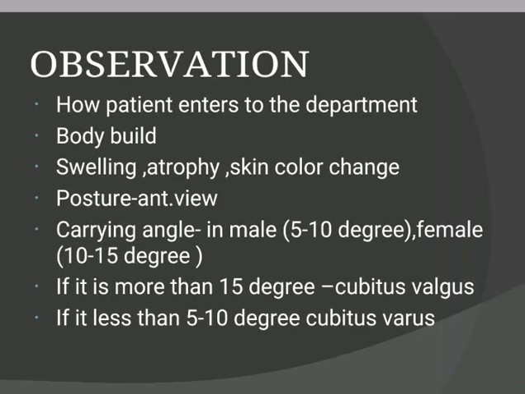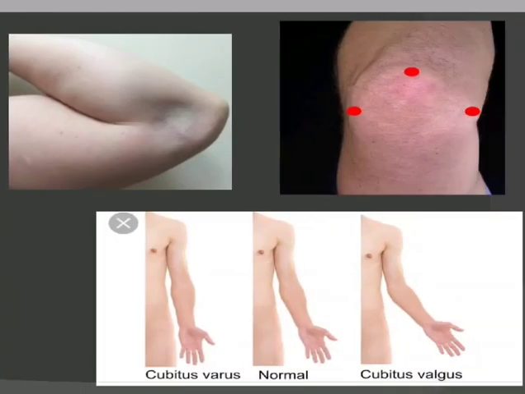Then posture, in inspection, you can see the carrying angle of the patient. So the carrying angle in male is 5 to 10 degrees, and in female is 10 to 15 degrees, normal. If it is more than 15 degrees, then it is called cubitus valgus, and less than 10 degrees, you can call it cubitus varus.